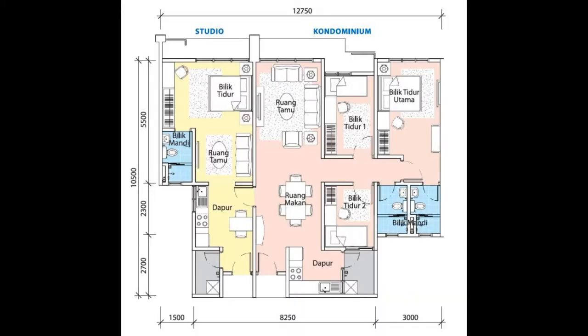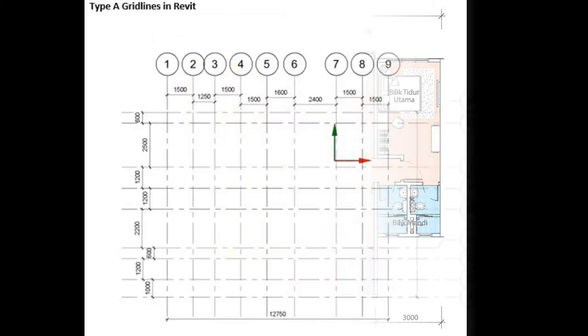Welcome to session 3, Revit tutorial, how to use information from a 2D drawing to create a 3D model using Autodesk Design Review and Revit. First, we downloaded a typical floor layout plan from the internet and converted it into a PDF file. We then used Design Review to measure the dimensions of the wall, window and door, and to draw the grid lines in Revit.